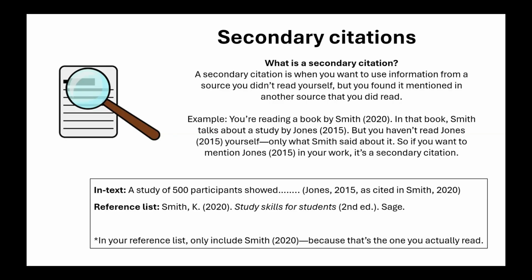In text, you could say something like, a study of 500 participants showed, and then in brackets, you could credit Jones, 2015, and then put as cited in Smith, 2020. This way we are crediting Jones's work in 2015, but also letting our marker know that we've only seen this work as cited in Smith from 2020. In the reference list, we only need to include the details for Smith's work because that's the only one we actually read.